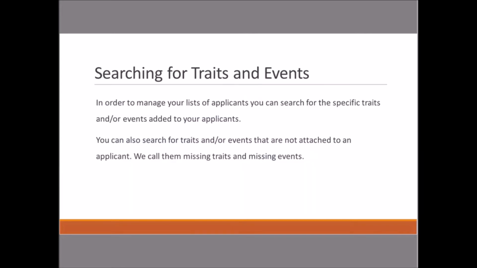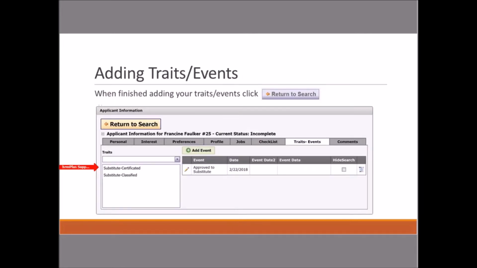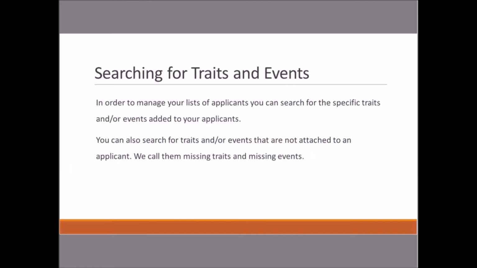Let me see what I've got going in here. Okay. So once you've added this data, you have the ability to start searching for people based on that data, or searching for people who are missing that data. So it's a useful tool in marking applicants and volunteers. In order to manage your list of applicants, you can search for specific traits or events. You can also, like I said, search for ones that are not attached, so we call them missing traits and events.